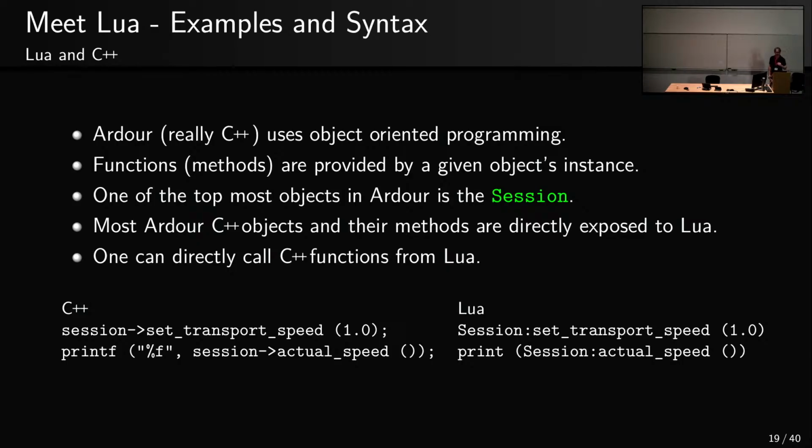And here's an example. The left side is C++ code. You have a session object, and in C++ you use an arrow to access it as a pointer. Lua doesn't have pointers, but the Lua syntax is just to use a colon, which can be confusing because colons in C++ are used in a different context. Here's another example to get the actual speed that the transport is rolling. On the left side in C++, you call a function. On the right side, you get a session object, and then you call the function and print it.